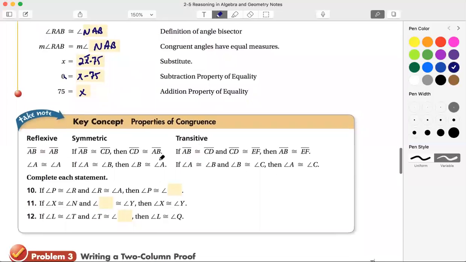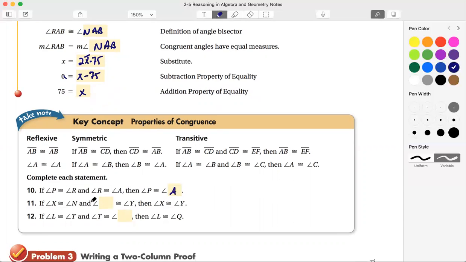So, putting all of these together, we have our reflexive properties, our symmetric properties for segments and angles, and our transitive properties for angles and segments. So very similar to how numbers work in our algebraic sense. So let's complete each statement. If I know that angle P is congruent to angle R, and angle R is congruent to angle A, then I know angle P must be congruent to angle A.